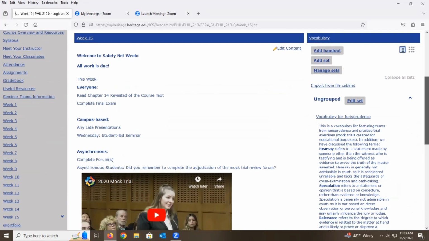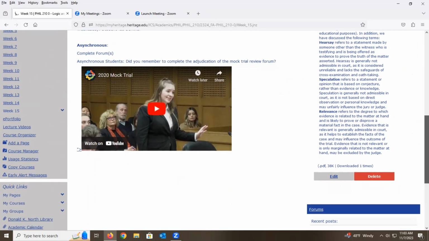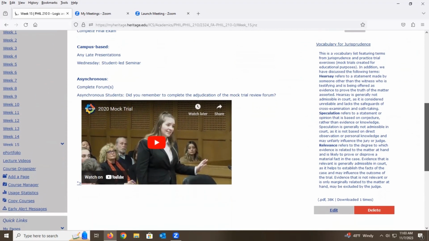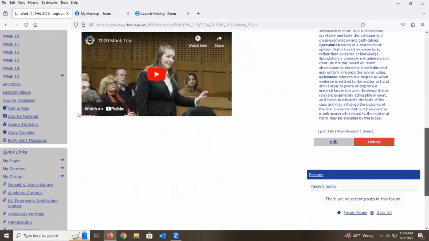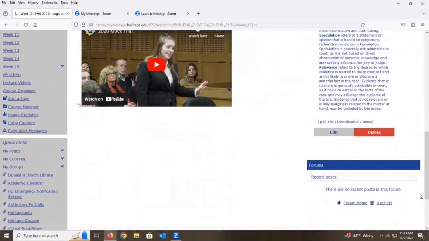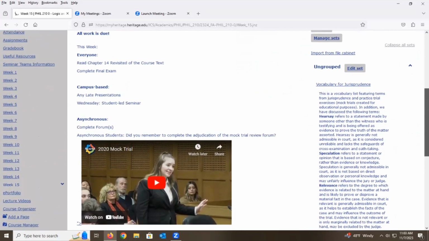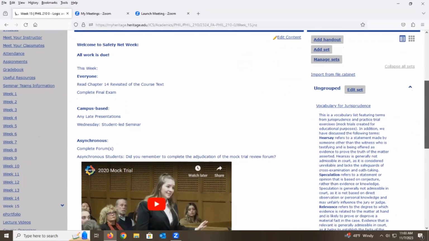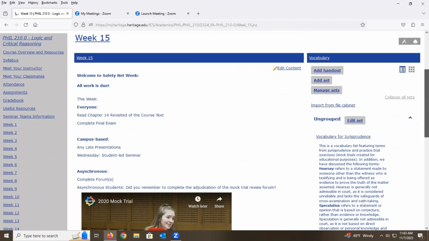In week 15, the asynchronous students have quite a lot to do. They've got the mock jury trial to view, and then they have to answer in the forums how they would rule on that. Now, again, the asynchronous students do not have to make any presentations. So for them, they don't have to worry about this end of term presentation, but they do have to worry about getting their paper in.